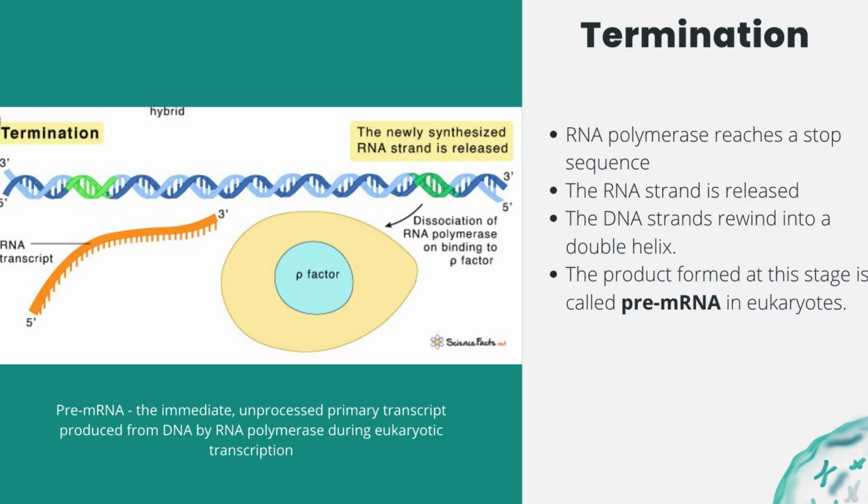The RNA strand is then released, and the DNA strands rewind back into a double helix. And the product that is formed is the pre-mRNA for eukaryotes. The pre-mRNA is the immediate unprocessed transcript produced from the DNA by the RNA polymerase during transcription. So it's basically just the initial product formed, and you can see the whole process better in the picture on the left.